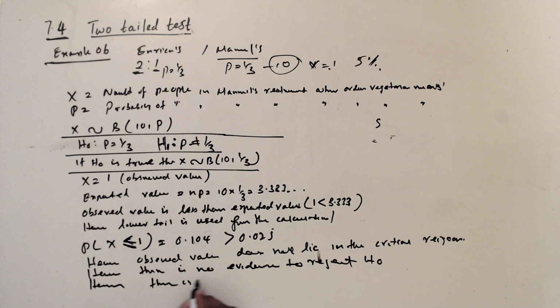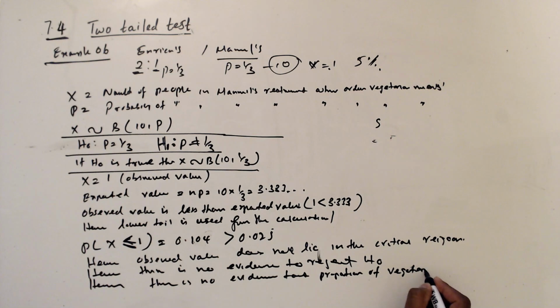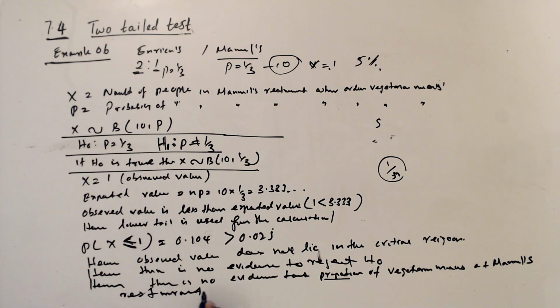Hence, there is no evidence that the proportion of vegetarian meals, proportion meaning one third, that the probability at Manuel's restaurant is different to Enrico's.